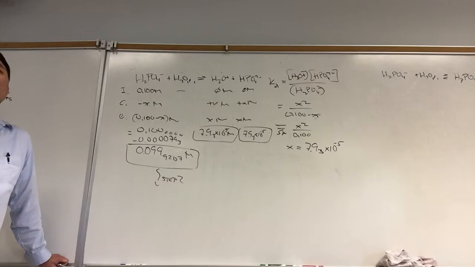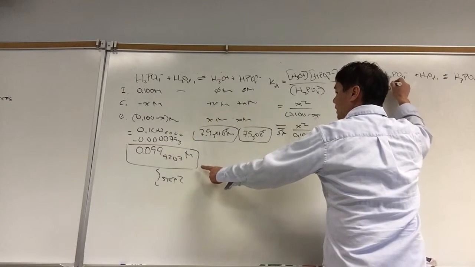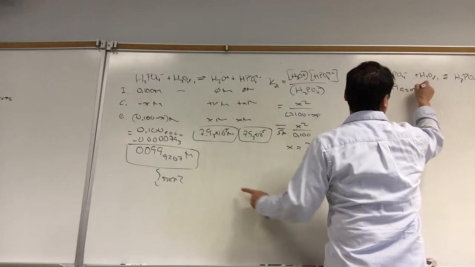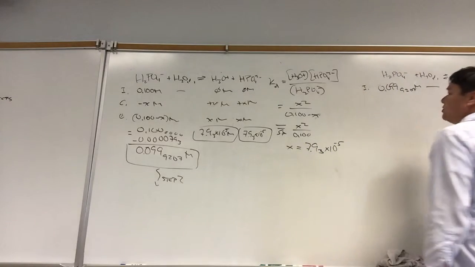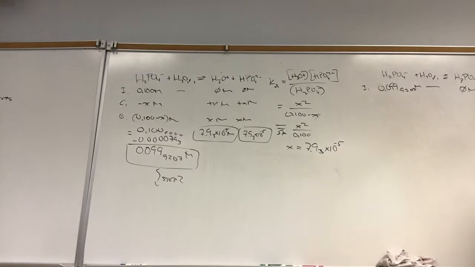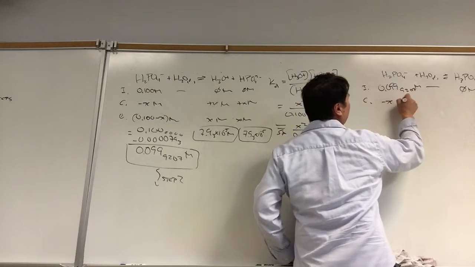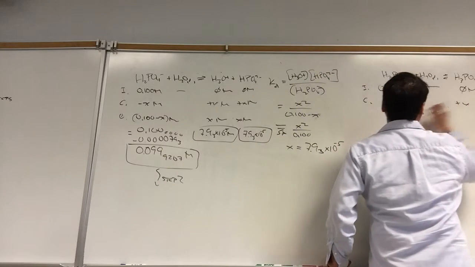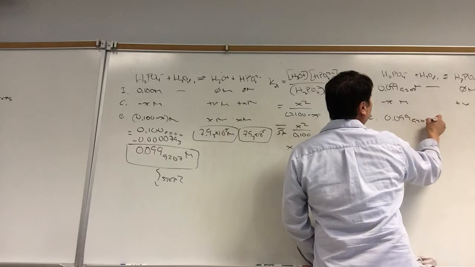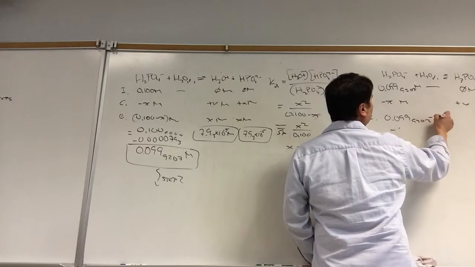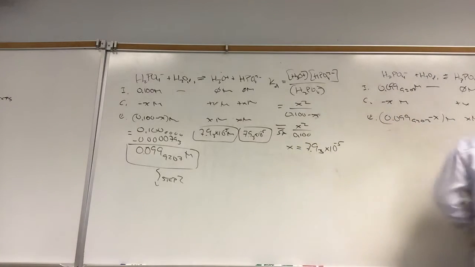Yeah. And so initial, we have 0.0999207 water. Then H3PO4, we assume nothing's happened. What about hydroxide? We'll assume no collisions have happened here, right? And so the change is going to be minus x, plus x, plus x. So at equilibrium, 0.0999207 minus x molar, x molar, and x molar.